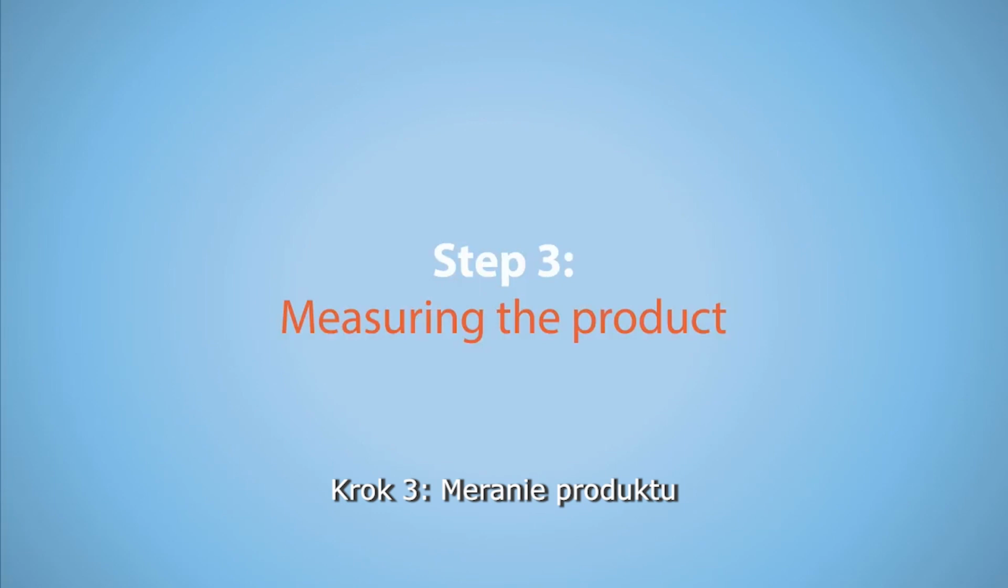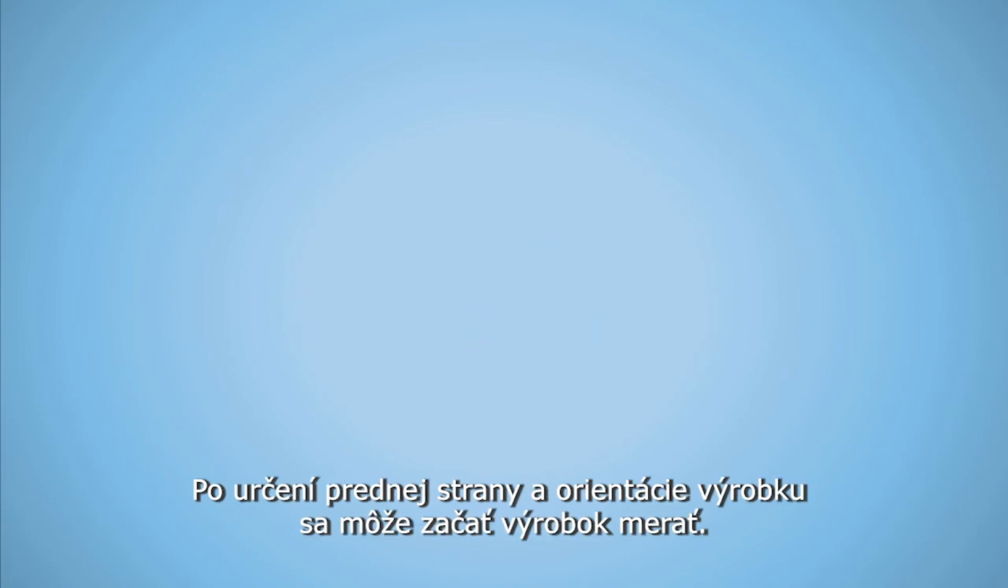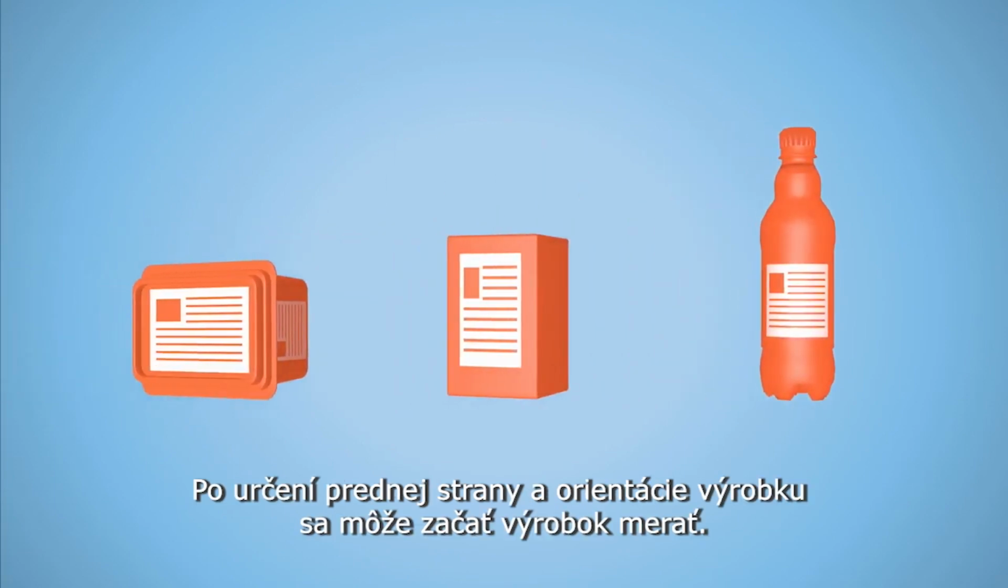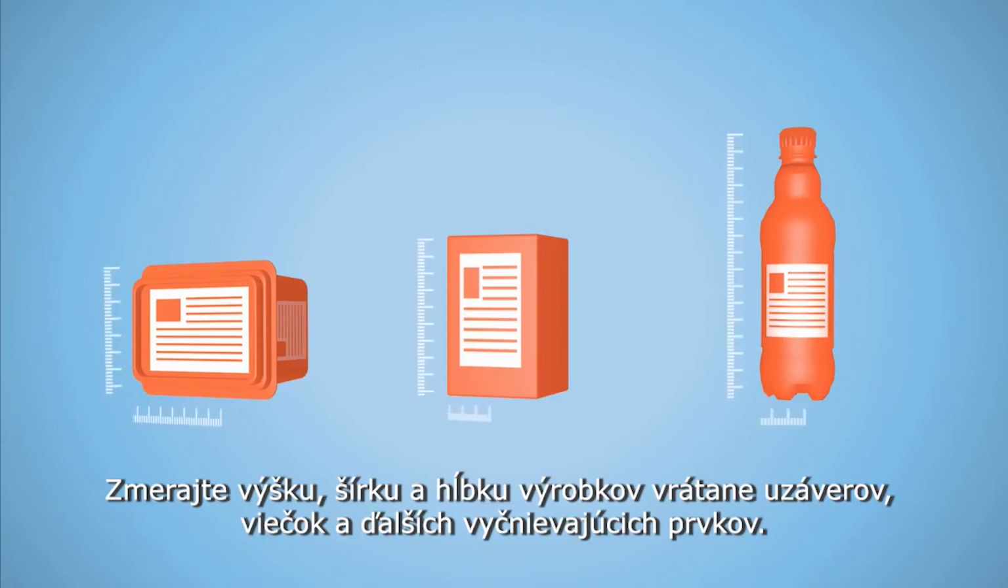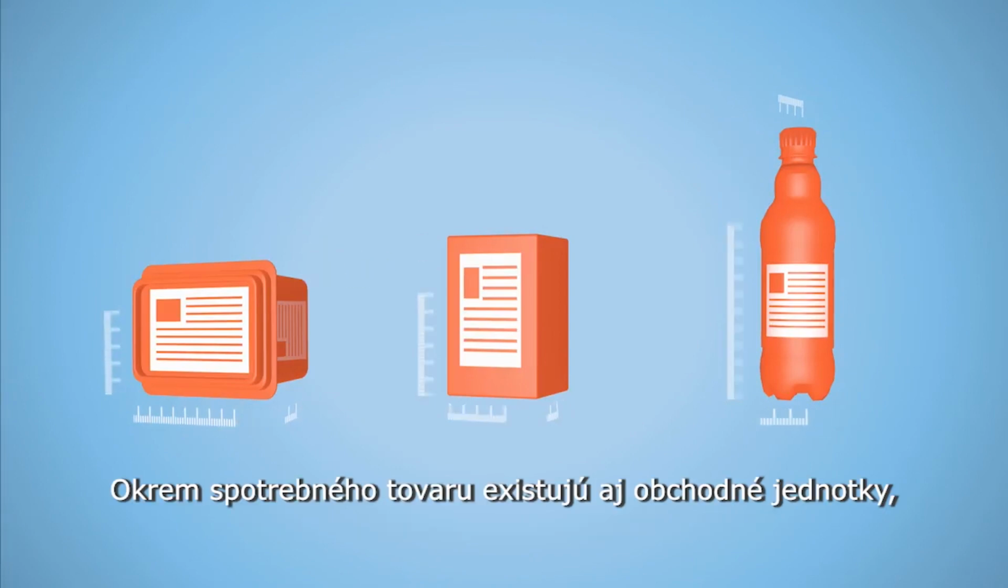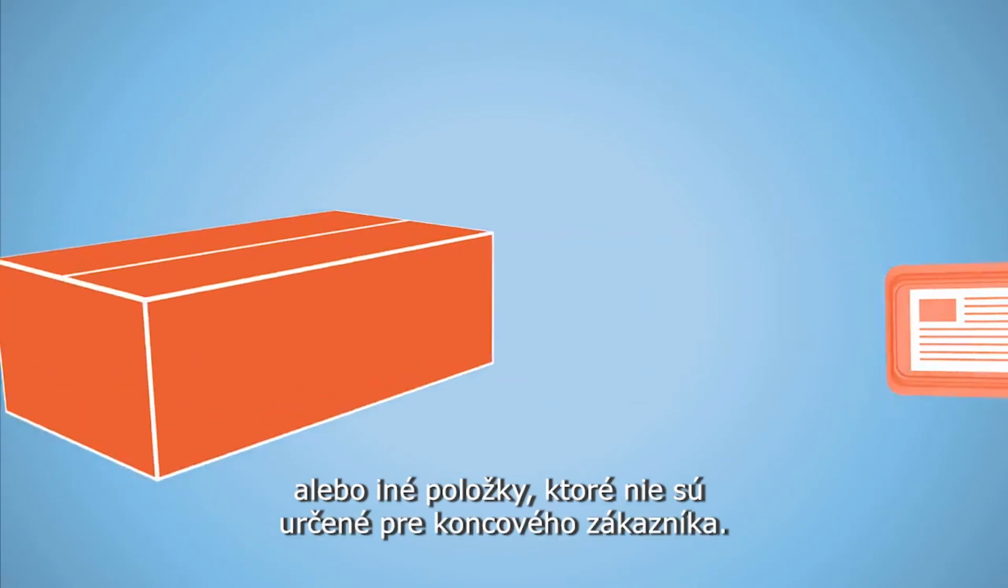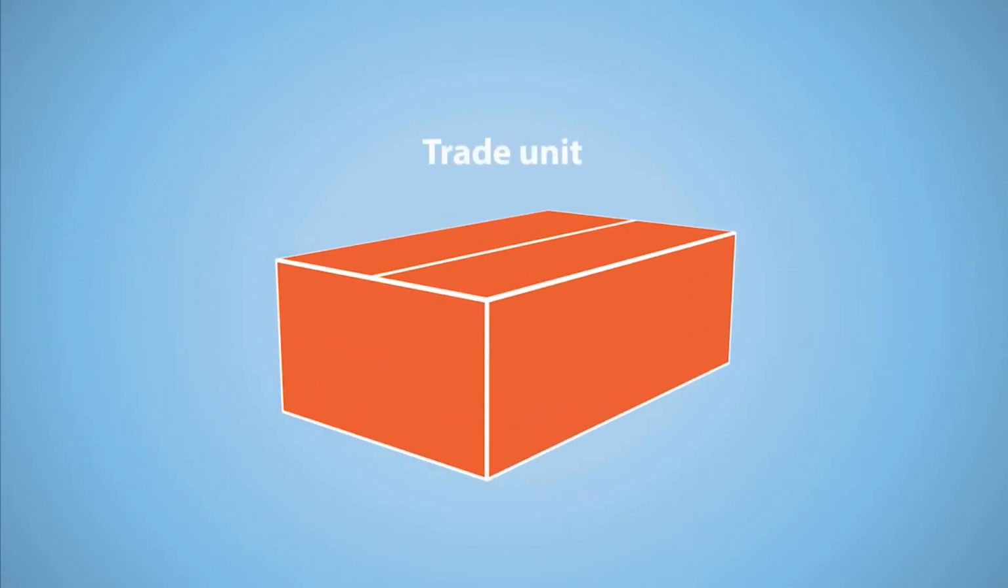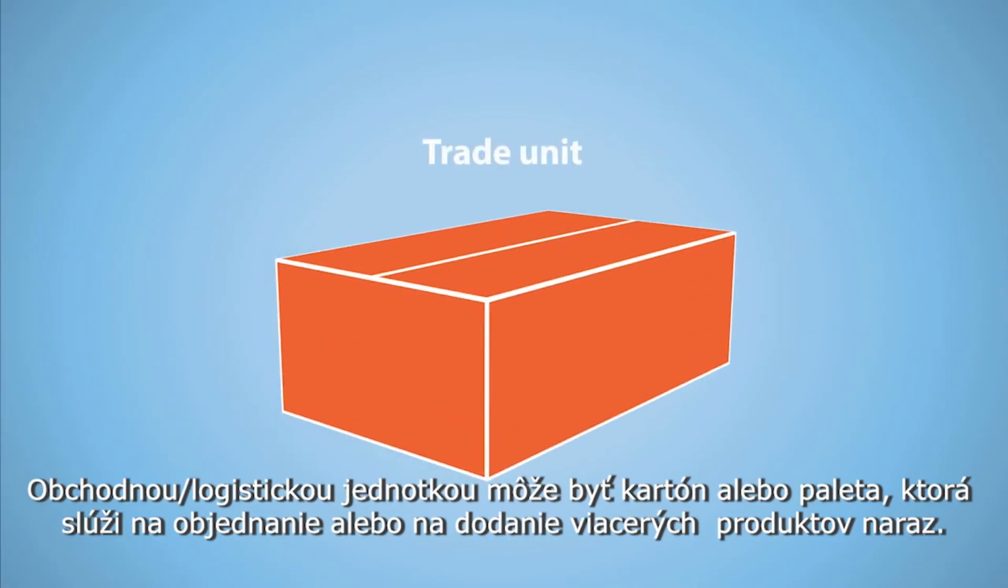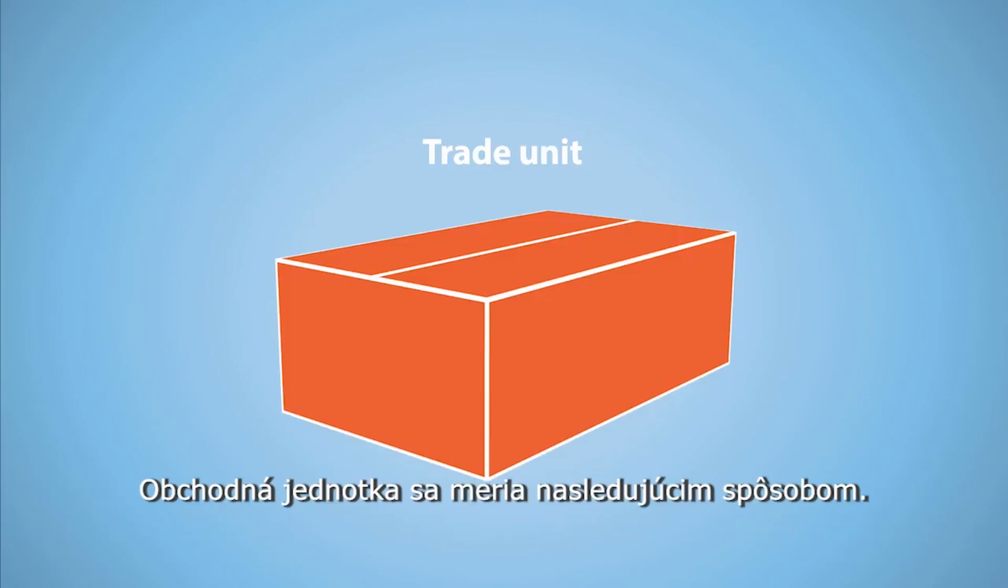Step 3. Measuring the product. When both the front and the orientation of the product have been determined, the actual measuring can begin. Measure height, width, and depth of the product, including caps, lids, and other protruding elements. Apart from consumer products, there are also trade units or non-consumer trade items. A trade unit can be a box or pallet used for ordering or delivering more products at once. A trade unit is measured in the following way.